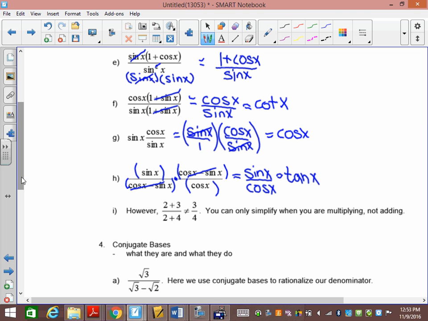So remember, if I have 2 plus 3 over 2 plus 4, can I just cross those 2's off? No, because this would be 5 over 6, which is not 3/4. So remember, if they're attached by plus or minus signs, they're attached. You can't just cross one off.